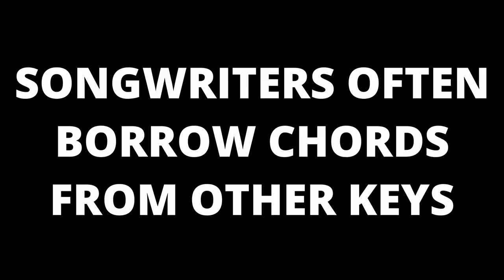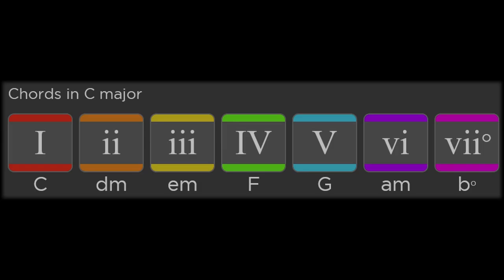The technique of using borrowed chords is widely deployed by songwriters. This allows a song in a major key to use a wider palette of chords and therefore reduce monotony. A common candidate for this is what's known as the flat 6 chord. In the key of C major, the 6th chord is A minor.